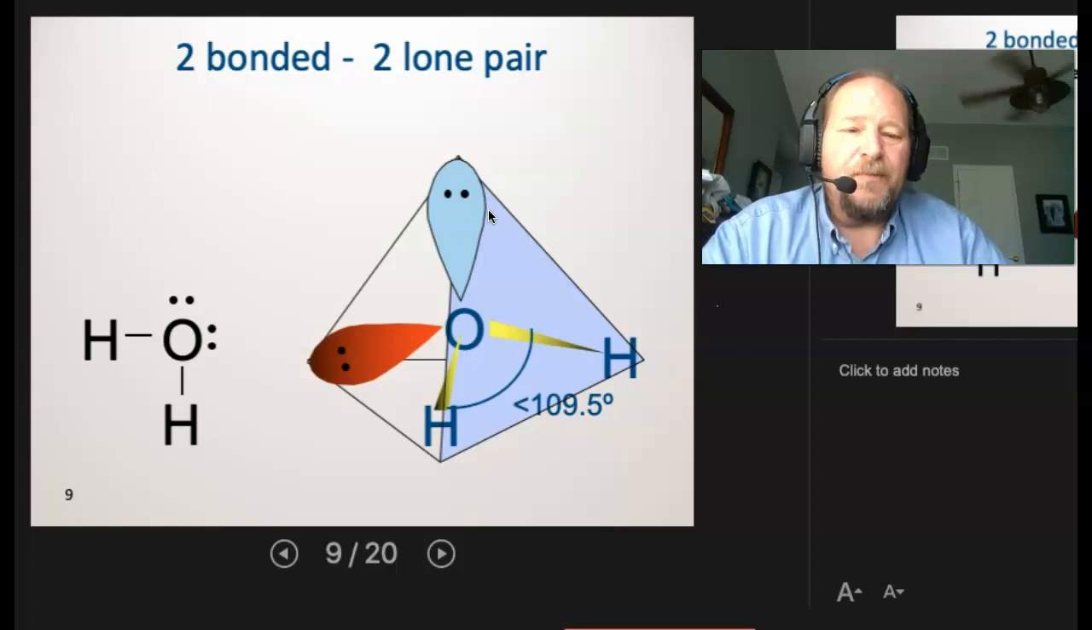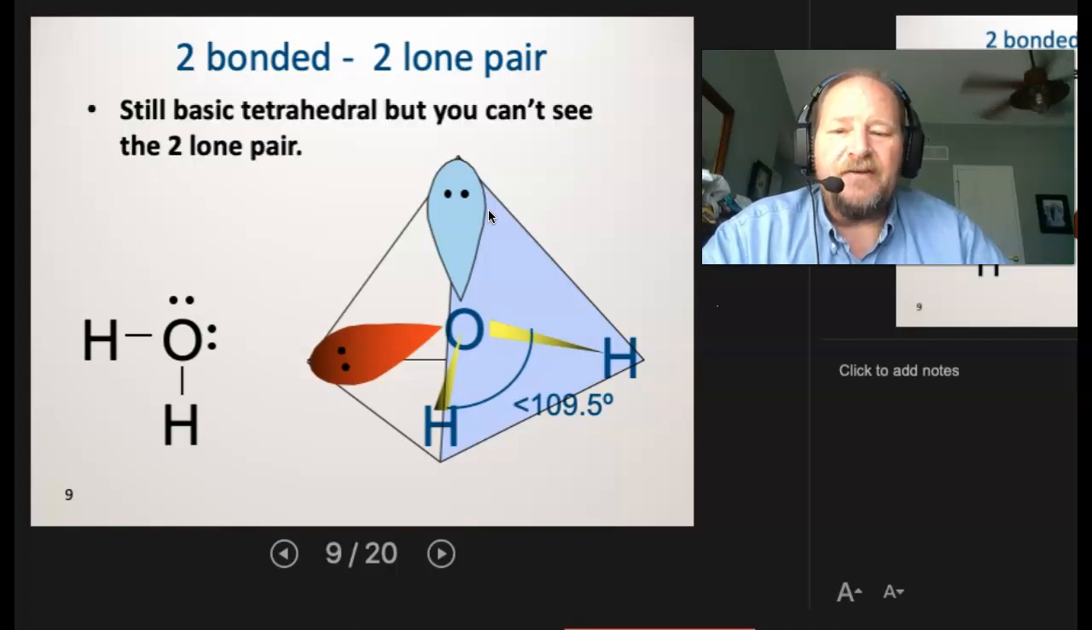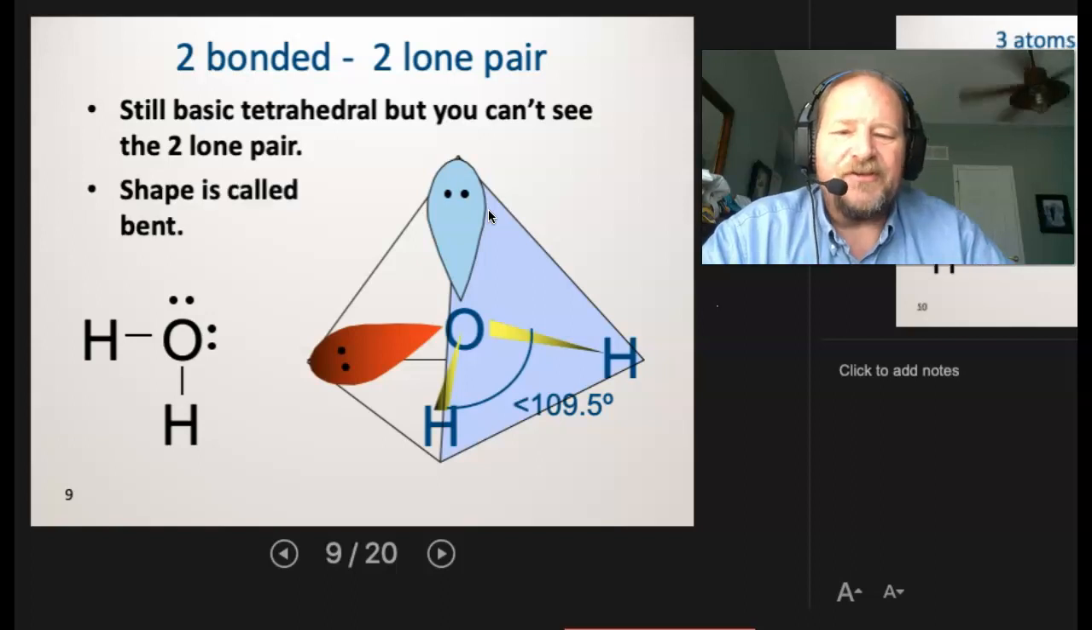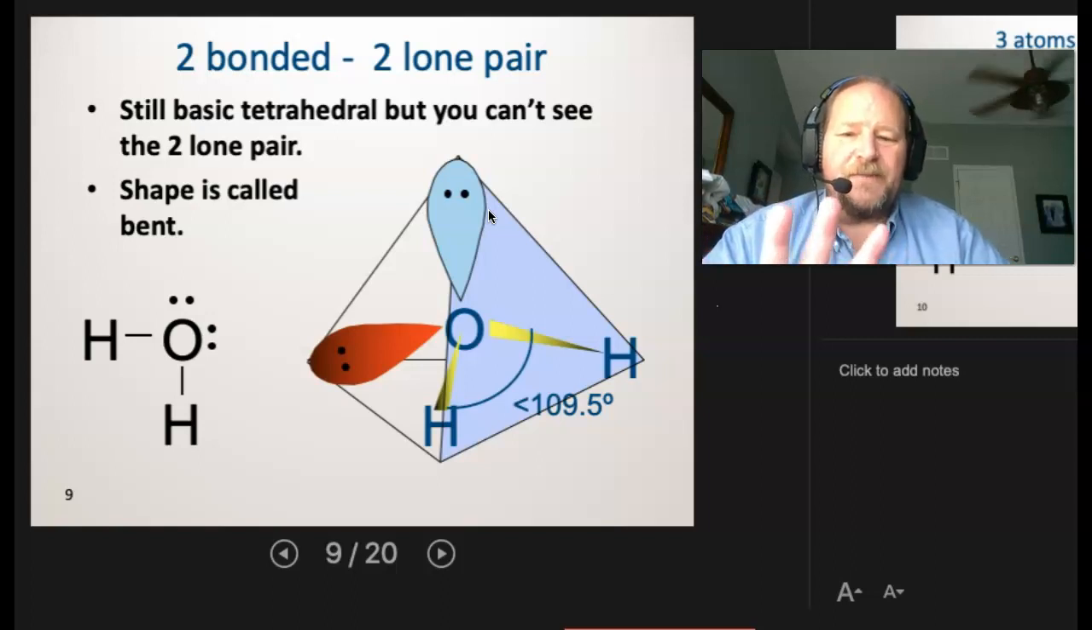Now, what happens if I take away another item, another atom, and put on another lone pair? Well, now I have 2 bonded, 2 lone pair. You can see the basic shape is still a tetrahedral, but I can't see the lone pairs. What I can see is the oxygen and the 2 hydrogens, and we call the shape bent. Okay, so we have 4 pairs, 4 connected pairs, 2 bonded, 2 lone pairs. That gives me bent.